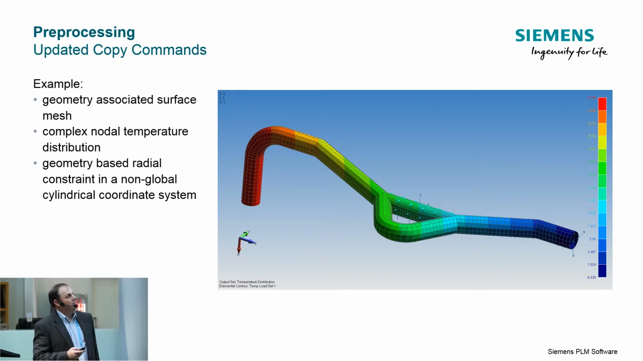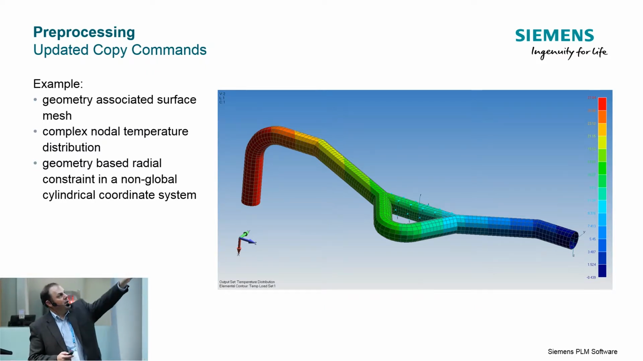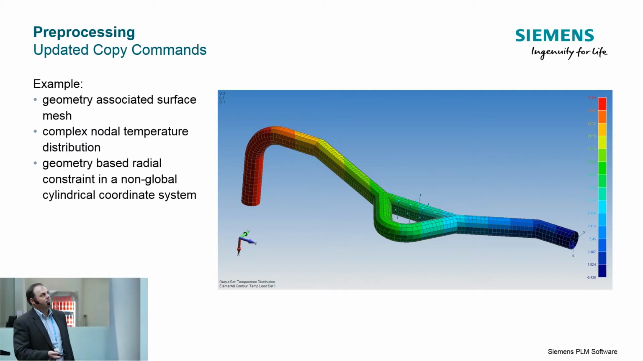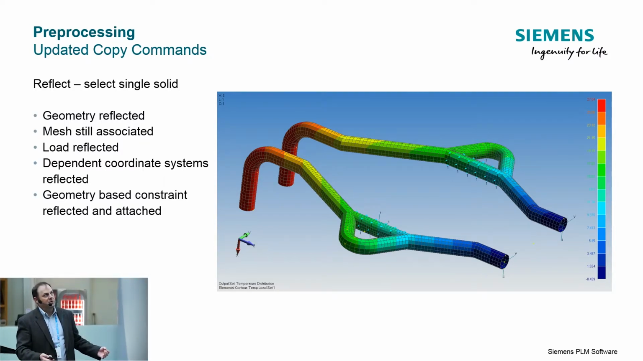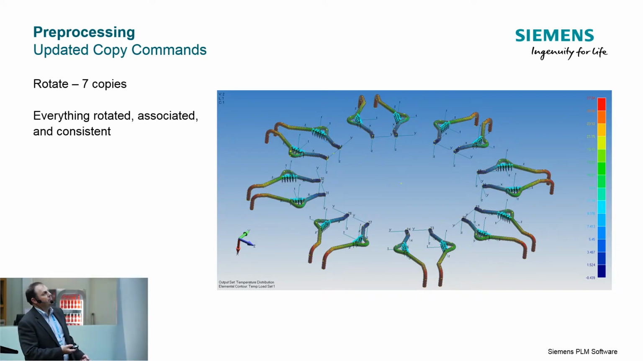That are reliant upon coordinate systems. So when we reflect the body, we create all those new coordinate systems that are needed to support those boundary conditions. So everything is properly referenced.